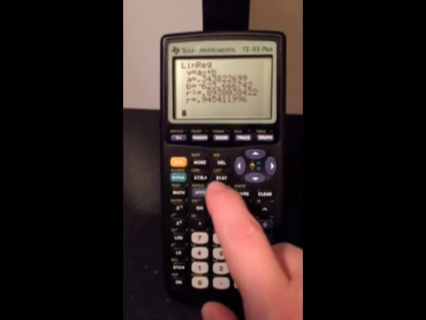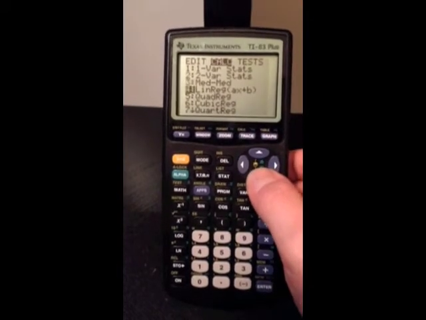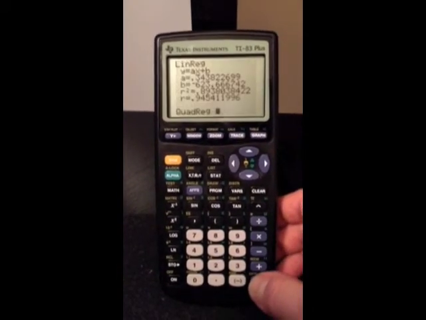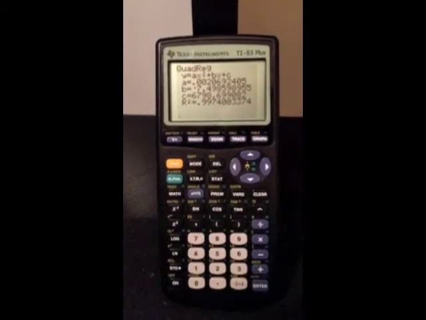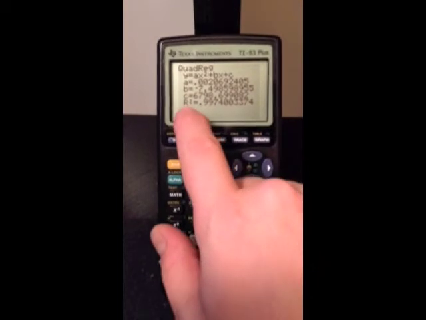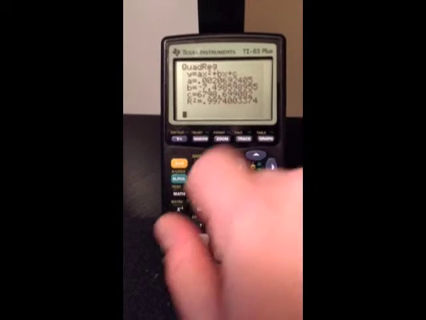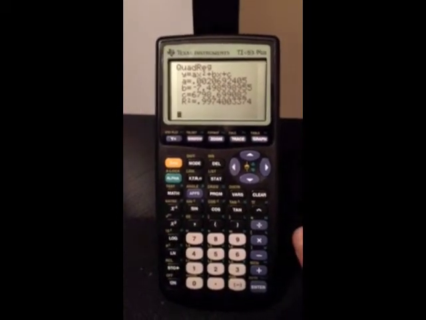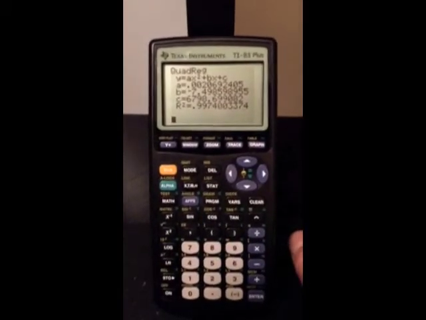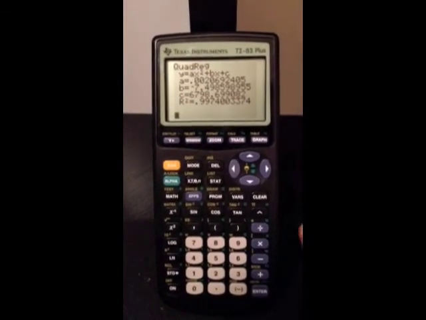We're going to look at some other regressions. So stat again, over to calc again. We're going to look at quadratic regression. Enter one more time, and my calculator will think for a minute. What we want to look at here is r squared. We're going to have to take the square root of this number, 0.997, and that'll give us what our r actually is. It ends up being, I think, somewhere near 0.998. That's pretty close to 1. So we'll hang on to that one, write it down, and see what the next one is.